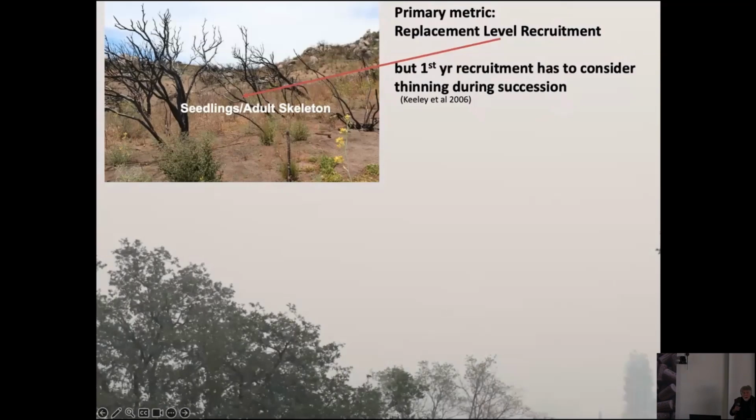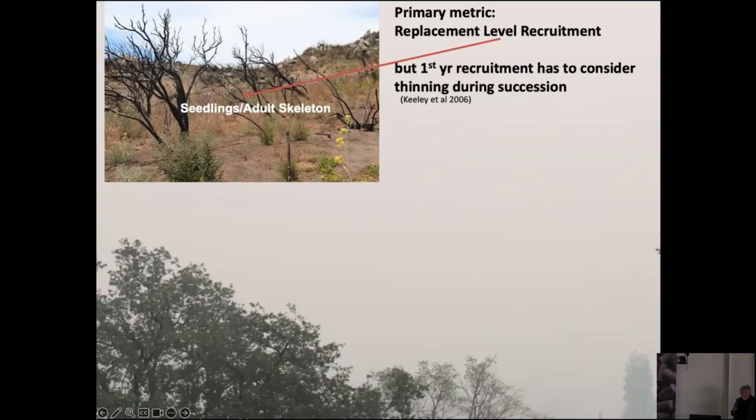Now, the primary metric that we're looking at in this study is to answer the question: under different intervals between fires, what is the extent to which we see replacement level recruitment? By replacement level recruitment, we mean the extent to which seedlings in these obligate seeders are likely to replace the pre-fire population. And the metric we used was to look at the density of the skeletons, which is an indication of pre-fire population size, and compare that to the number of seedlings per adult skeleton.